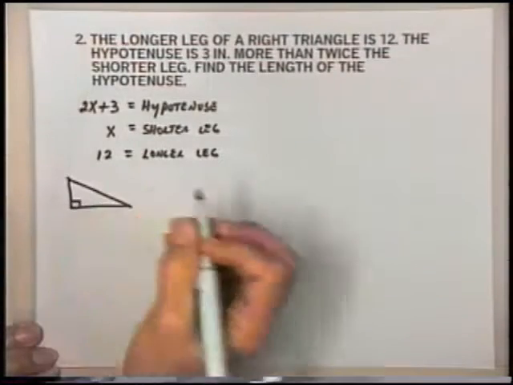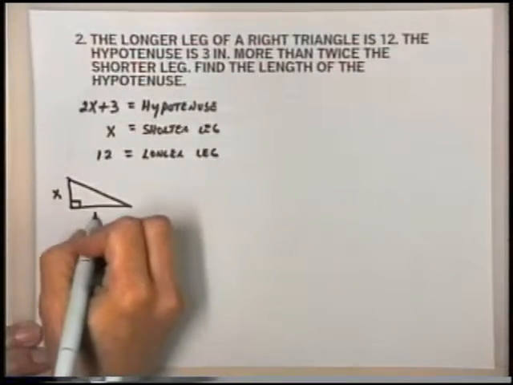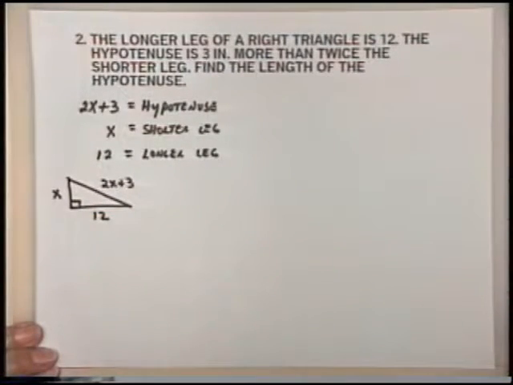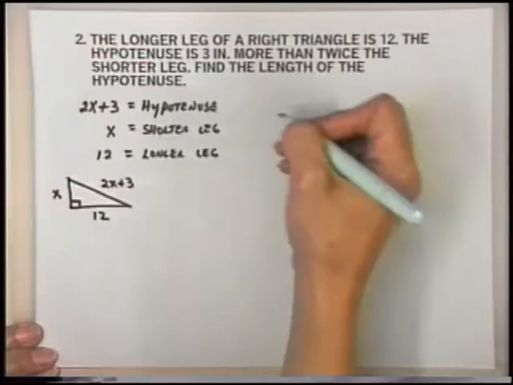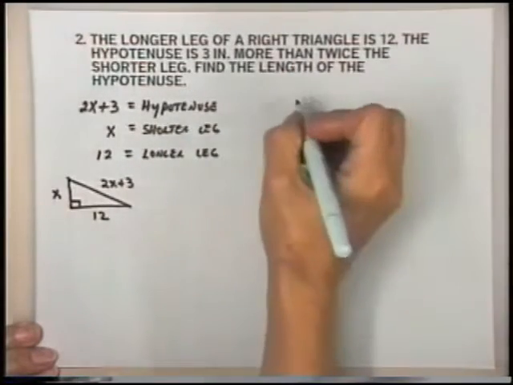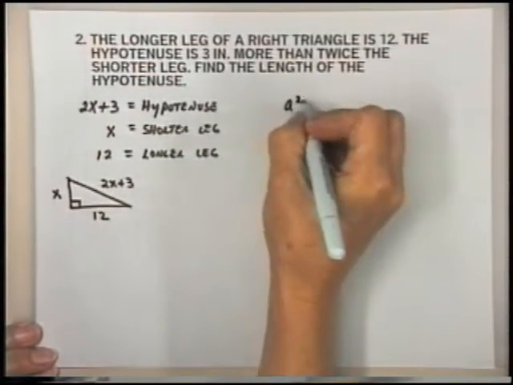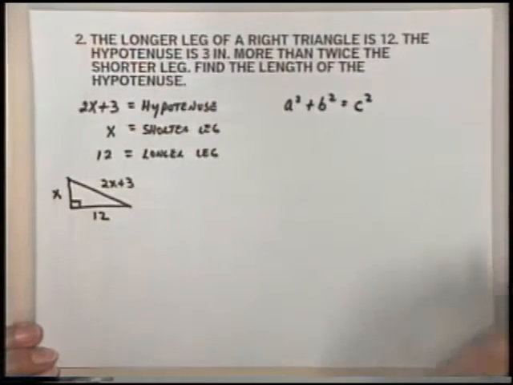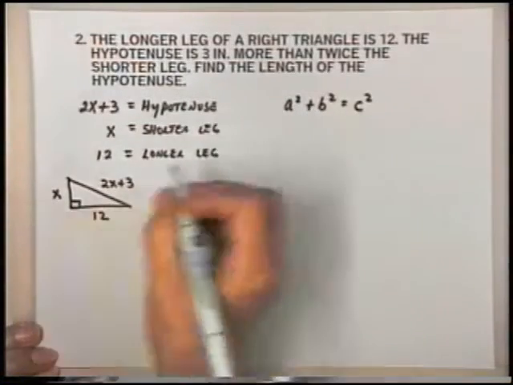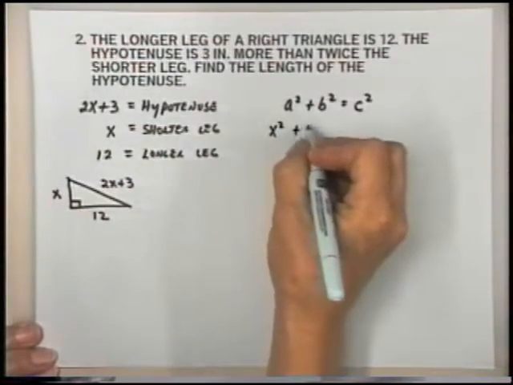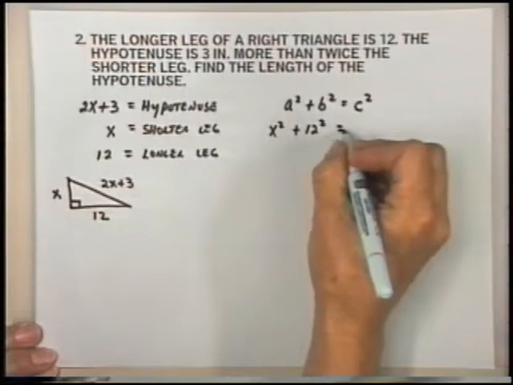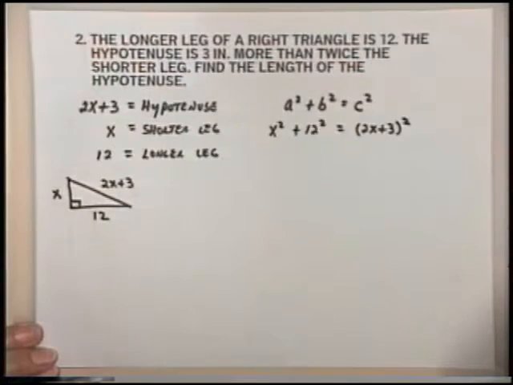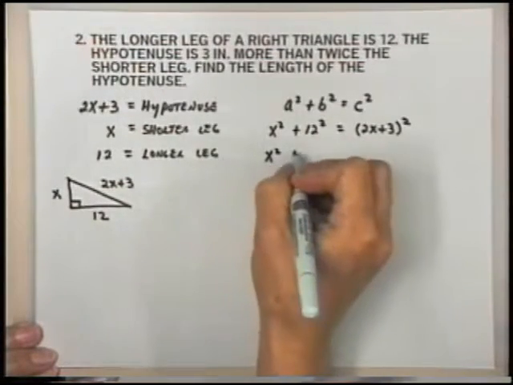We are working here with a right triangle. Let's sketch a picture. Shorter leg x, longer leg 12, and hypotenuse 2x plus 3. Again, since we are not told anything otherwise, we will have to rely on our Pythagorean Theorem. A squared plus b squared equals c squared. These being our legs. So x squared plus 12 squared equals, our hypotenuse is 2x plus 3 squared.